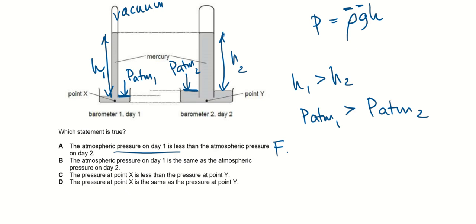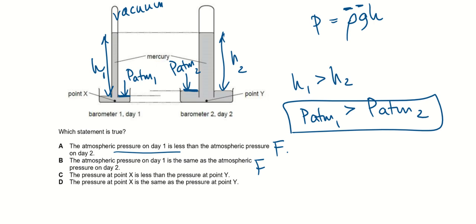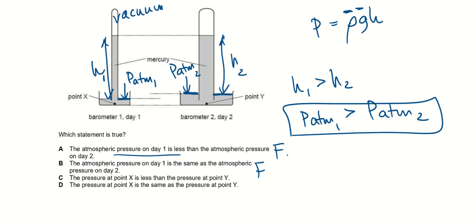Atmospheric pressure on day 1 is the same as on day 2. This is also false, as you can see from here. Just now, what mistake did I make? I didn't compare the heights properly. I saw that the heights H1 and H2 were the same, but actually they are not. Now, the pressure at point X is less than the pressure at point Y, versus the pressure at point X is the same as the pressure at point Y.